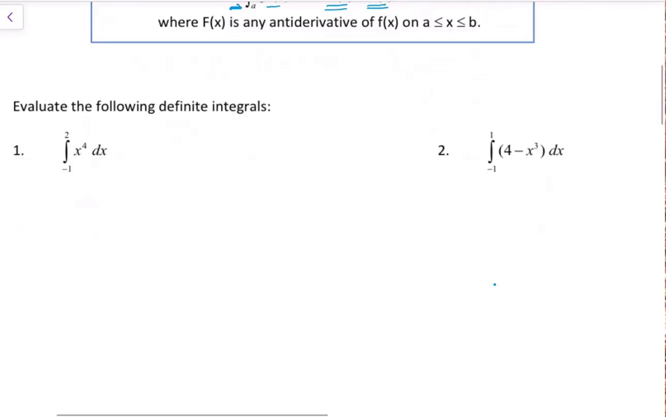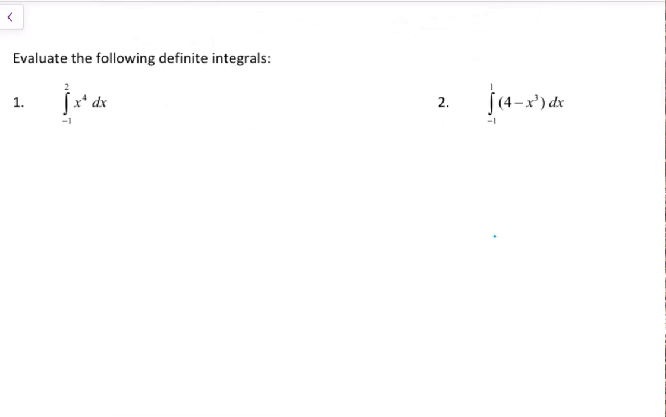In this first one, I kept the function very simple. We just want to calculate the integral from -1 to 2 of the function x to the 4th. The first thing we're going to do is integrate using our rules of integration. Remember, the rule says we take the coefficient over the exponent plus 1, and then my new exponent is the exponent plus 1.